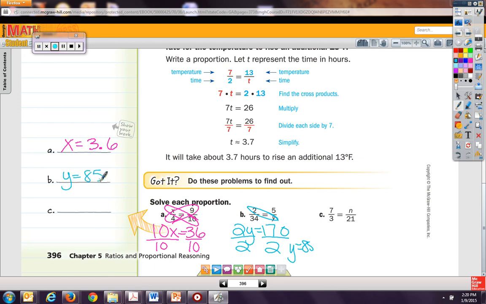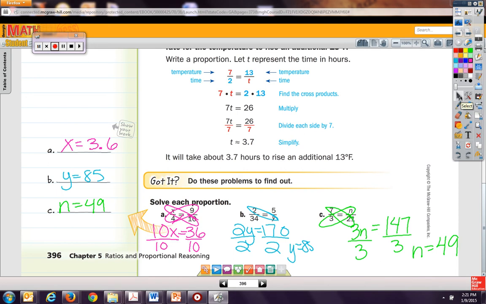And for C, I want to cross multiply. 7 times 21 equals 149, or I'm sorry, 147. And 3 times n is 3n. So I divide by 3, n equals 49. So n equals 49. All right, so this is how you find a missing part of your proportion.